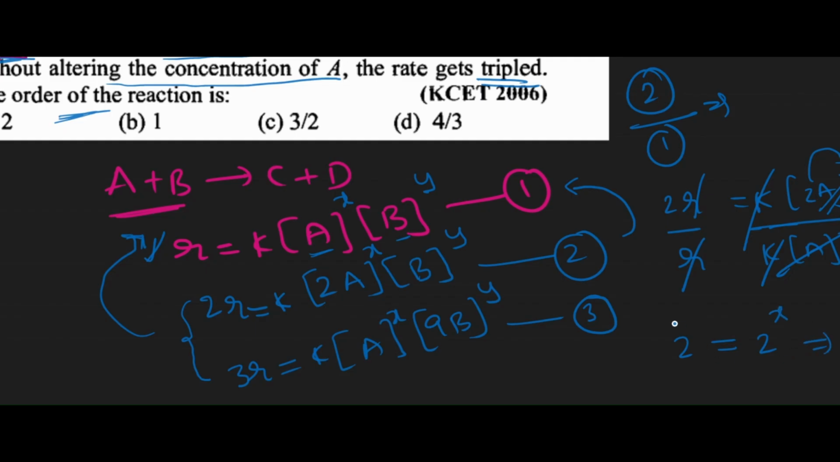Upon solving, we know that 2 is nothing but 2 power 1. When the bases are the same, the powers will also be the same. Therefore we get X value as 1. So with respect to A, X is 1, so the order of A is 1. Now similarly, by solving any two equations, we will get the Y value.